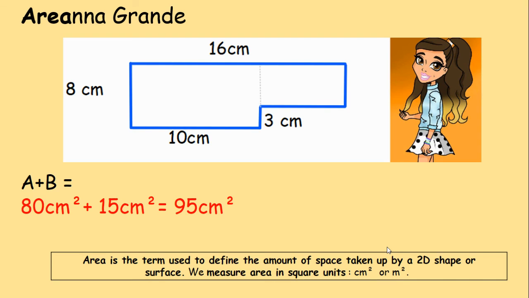The last part of the calculation will involve me adding together the area of shape A and the area of shape B. 80 centimetres squared add 15 centimetres squared gives me 95 centimetres squared. So the area of the shape is 95 centimetres squared.